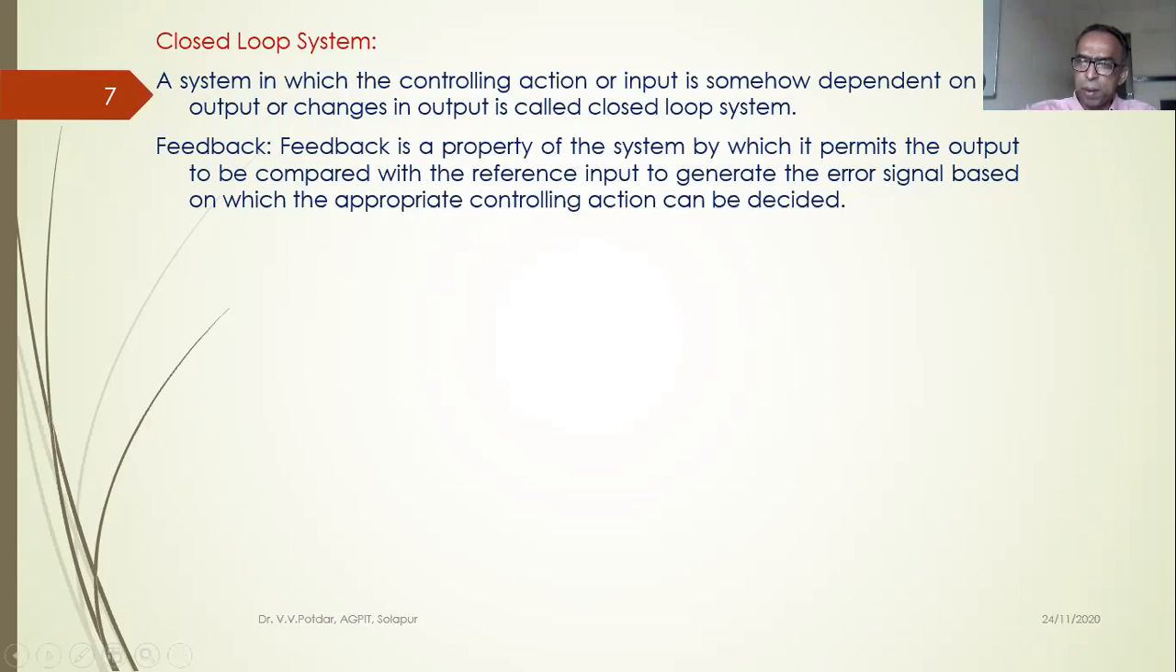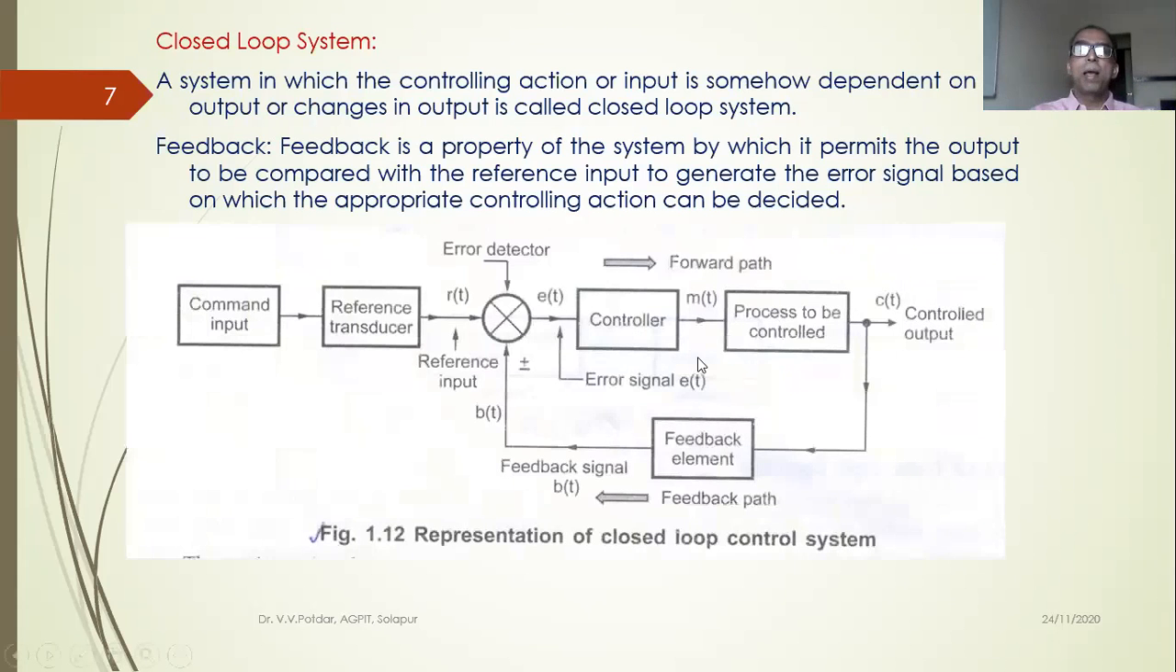Actual system parameters are sensed, compared with the set parameter, and if there is a deficit or a surplus, the controller is forced to take corrective action accordingly. In the process, the output parameter is constantly monitored and controlled. So if you see the block diagram, such questions are asked: draw the block diagram of a closed loop control system, the block diagram representation of a closed loop control system.